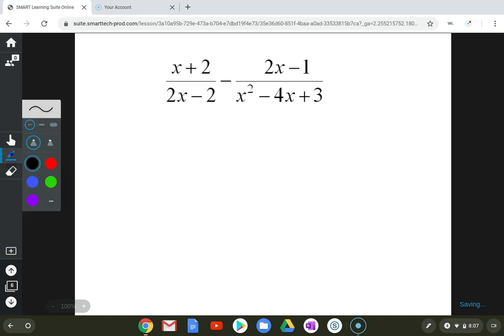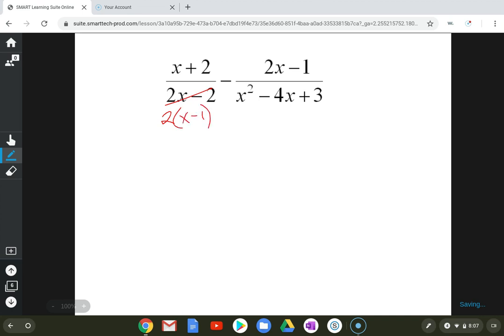All right, next one, do very similar to the last one. So I'm going to factor this, factor out a 2, x minus 1. This one, I'm going to factor the trinomial, x minus 3, x minus 1. And so now my LCD, I'm going to see if I can write it down here so that I have space. My LCD is 2 times x minus 1.